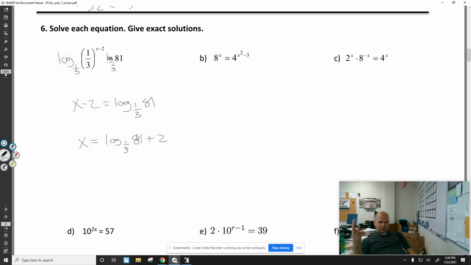Like 3, 9, 27, 81. That's 3 to the 4th power. Watch what I can do here. 3 to the 4th turns into 1/3 to the negative 4th. You're not going to do this. You're going to just type this into your calculator. 1/3 to the negative 4th is the same as 3 to the 4th. So that's negative 4 plus 2. It's negative 2. Okay. If you just type this into your calculator, it'll be fine.